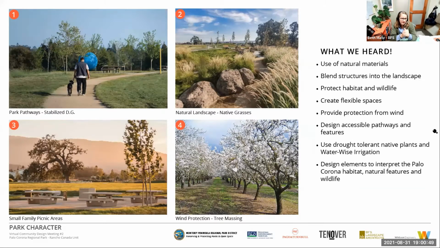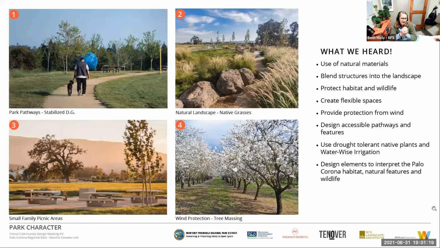And then the other thing we talked about was just protection from the wind. And really the major focus we had was, can we provide a natural windbreak using native or drought tolerant trees along the western edge of the site to start to mitigate some of the wind.